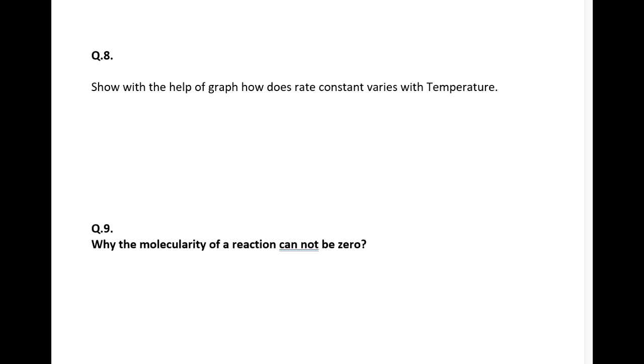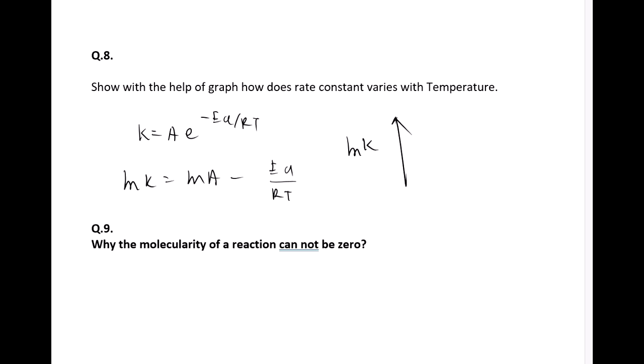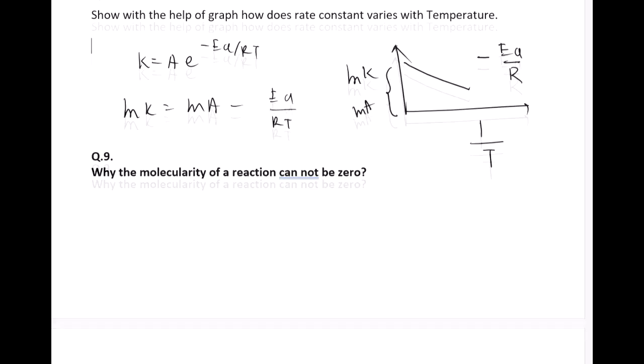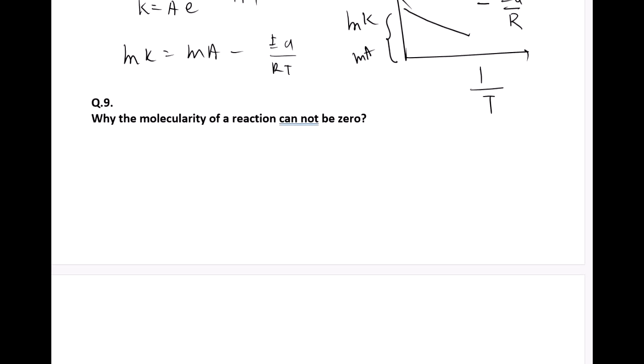Next, show with the help of a graph how the rate constant varies with temperature. What we have is k equals A e to the minus Ea by RT, and taking ln, ln k equals ln A minus Ea by RT. So if we plot ln k on the y-axis and 1 by T on the x-axis, we get a plot with negative slope, where slope will be minus Ea by R and the intercept will be ln A. This plot shows the variation of rate constant with temperature according to the Arrhenius equation.